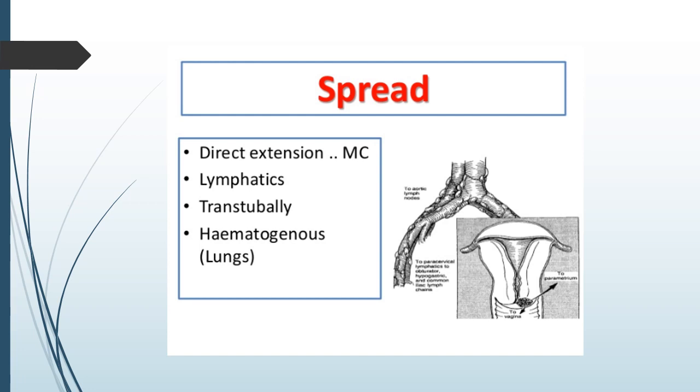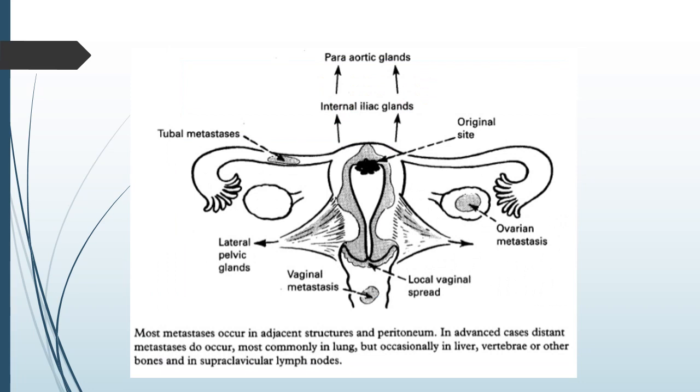Now the spread of the tumor. One is direct extension to the myometrium and to the cervix. Then there is lymphatic spread. Then it also spreads through the fallopian tubes, and the other spread is hematogenous to the lungs. This picture also shows the spread of the tumor. You can see it spreads to the cervix, it spreads to the myometrium. Also there are vaginal metastases, then lateral pelvic glands, then ovarian metastases, then internal iliac and para-aortic nodes.